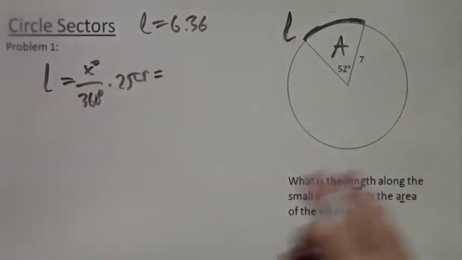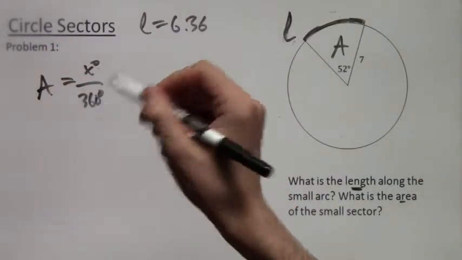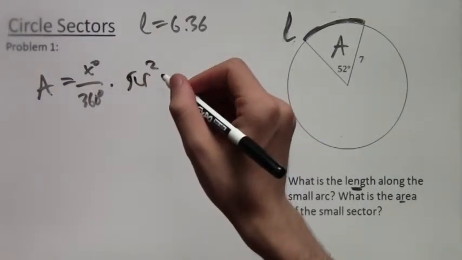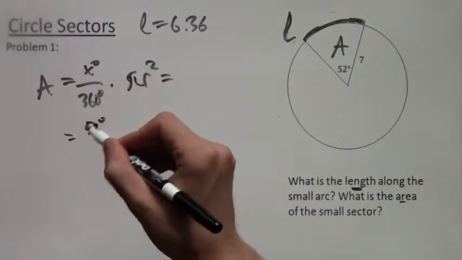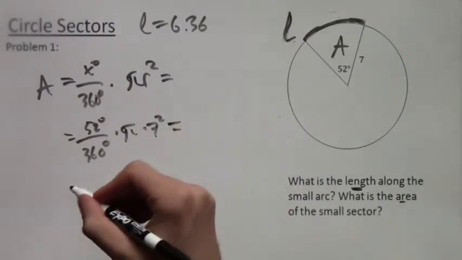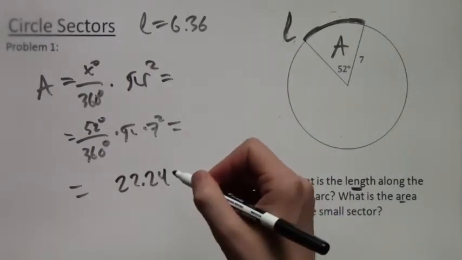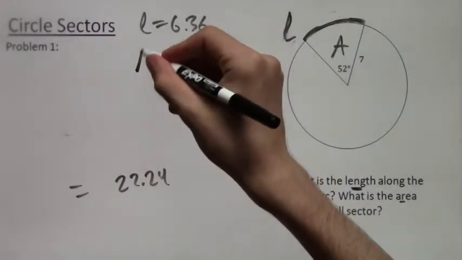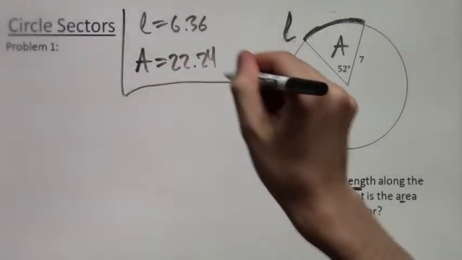And I don't erase everything because the formula for the area is very similar. That x over 360 is the same in both formulas. Just remember that. And then we multiply it times the area of the whole circle. So now we just do the same thing. We plug in 52 degrees, and we plug in r equals 7. So times pi 7 squared. And once again, we use a calculator. And the calculator gives us the answer, 22.24. So the length is 6.36, and the area is 22.24. And that concludes this problem.